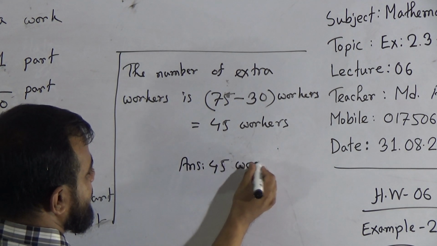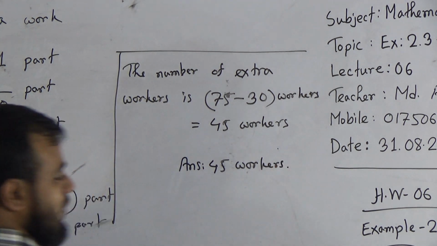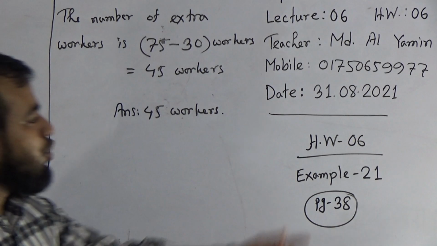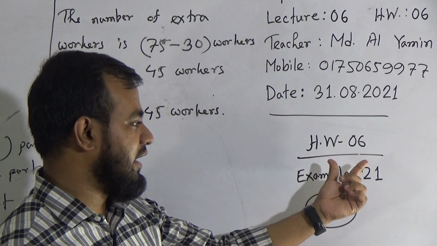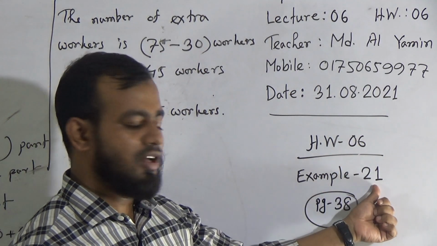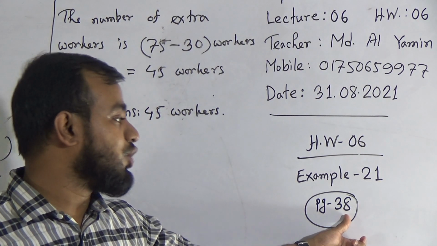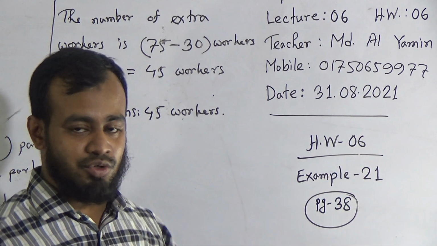So the answer will be 45 workers. I hope, dear students, you have understood my today's lecture. You have a homework also. You have homework number 6, and your homework is example number 21. You will find that in your book, page number 38. Please do your homework and mention the HW number properly.